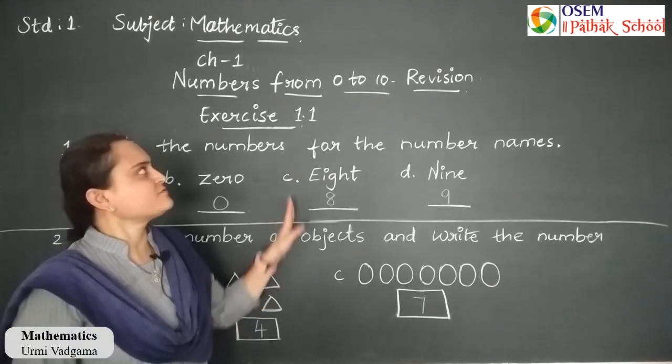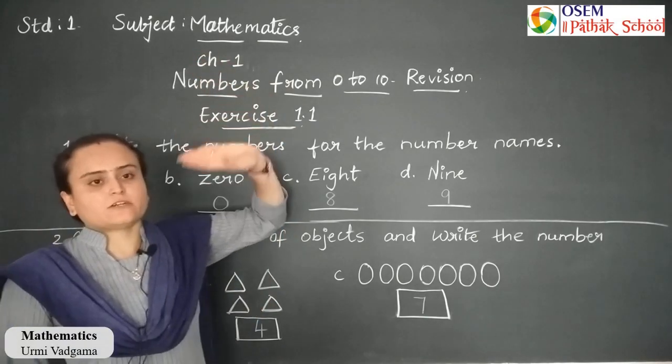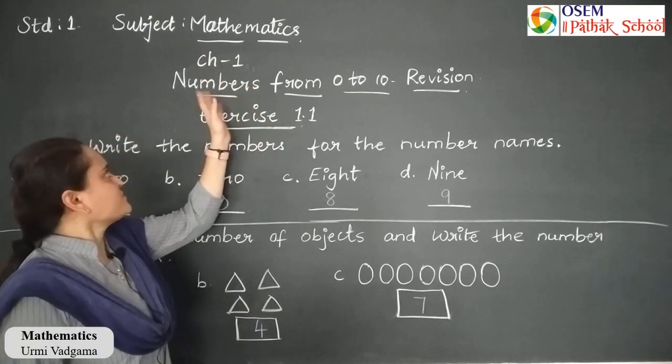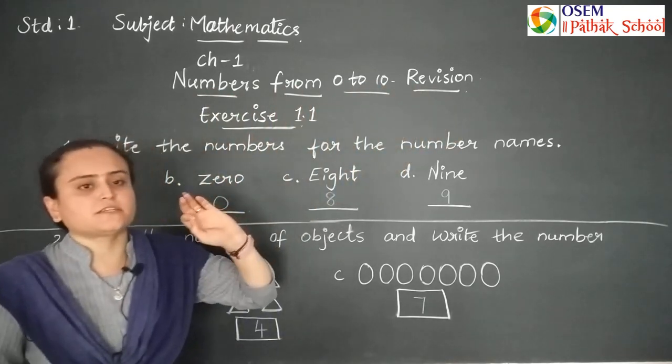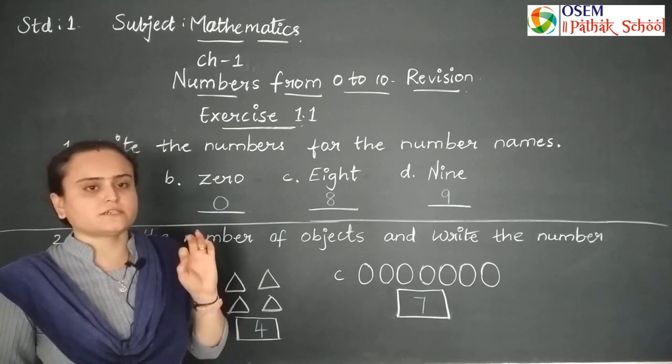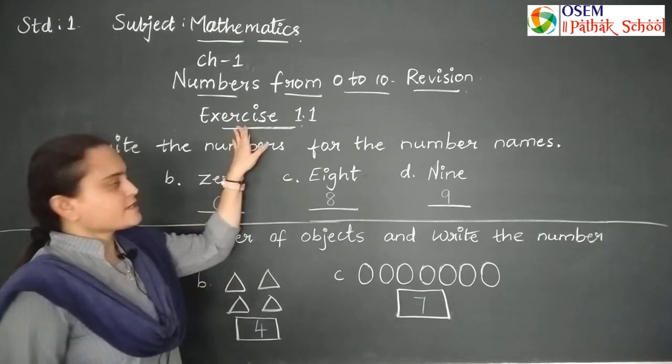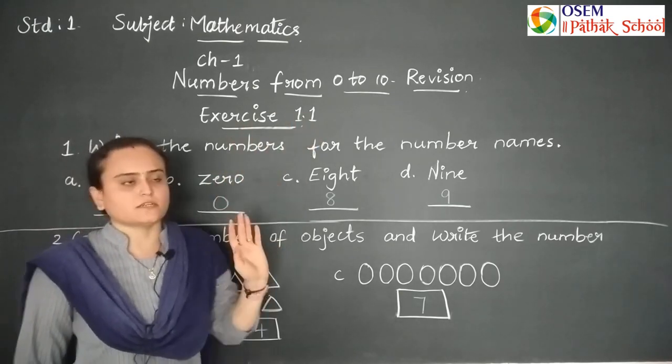Lecture 4, standard 1. And we will study about mathematics. Now first chapter, numbers from 0 to 10, revision. So you have to read 0 to 10, all the numbers and number names. So exercise 1.1 we will start now.